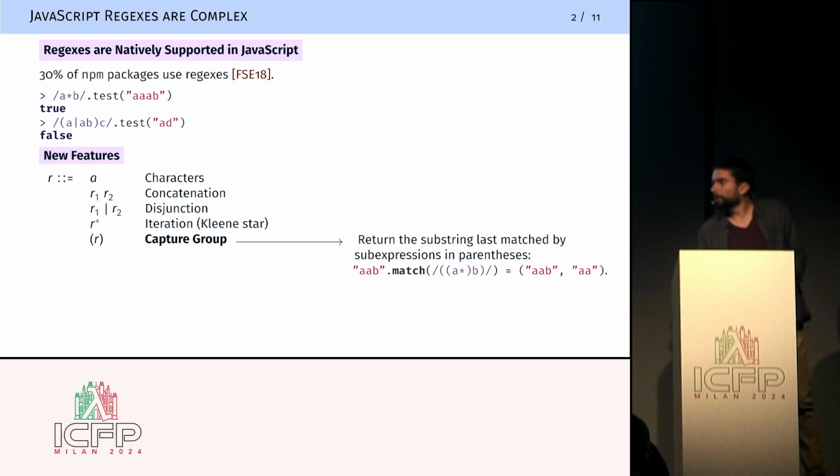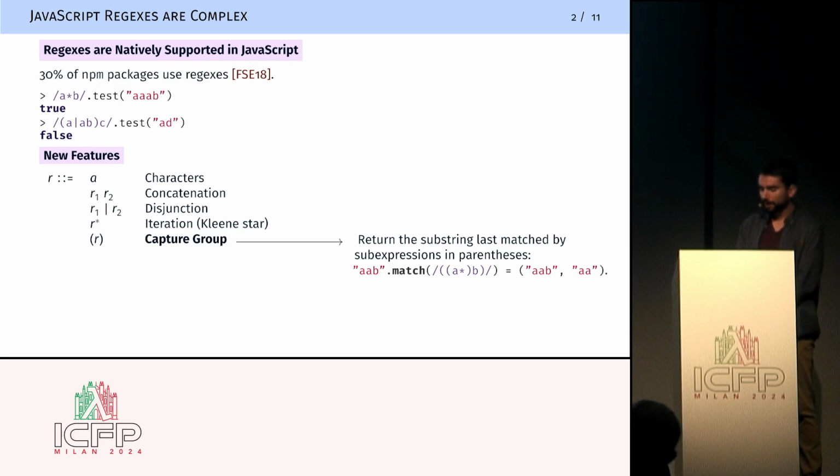When you match a regex with a capture group, you not only want to know if there is a match, but you also want to know, for each sub-expression inside parentheses, which part of the string was matched by that sub-expression. In that case, I'm trying to match A star B on the string AAB, and I want it to return two things. I want to know that the whole regex matched AAB, and I want to know that the star in between parentheses matched only AA. This raises a lot of issues, because what happens when sometimes there are two different ways to match a regex?